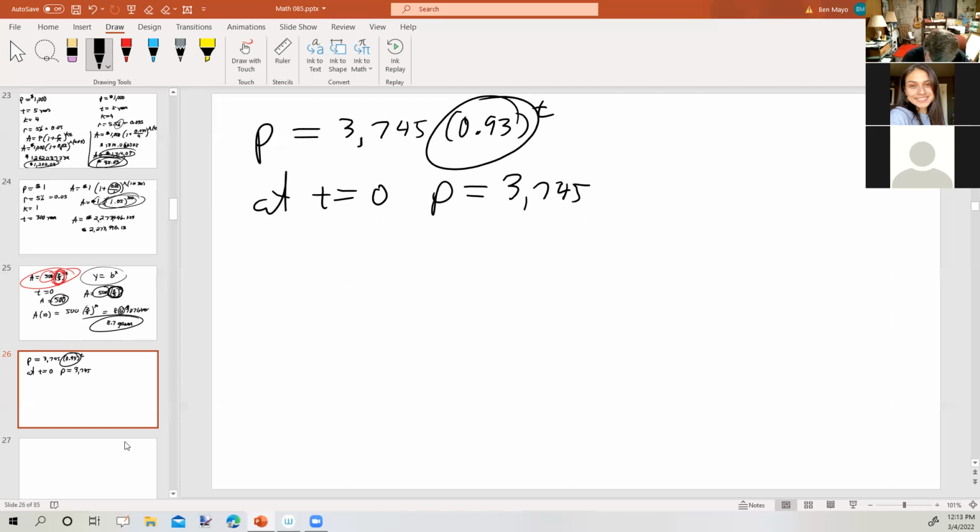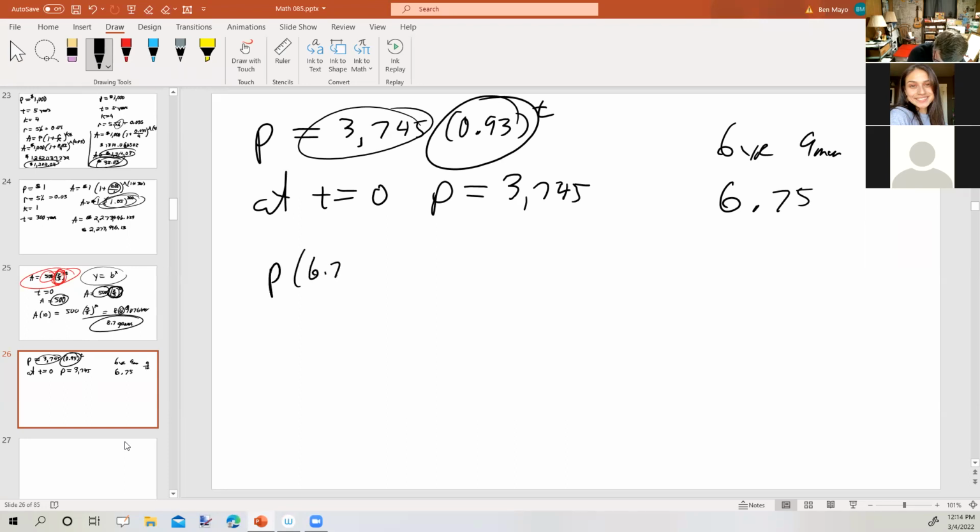Right. So we good with this? We got a population here. It's decreasing by 7% over time. And this particular problem says find the population in 6 years, 9 months. How many years would that be? 6 point what? 6.75, right, because 9/12 is 3/4 or 0.75. So P of 6.75 would be 3745 times 0.93 raised to the 6.75 power.